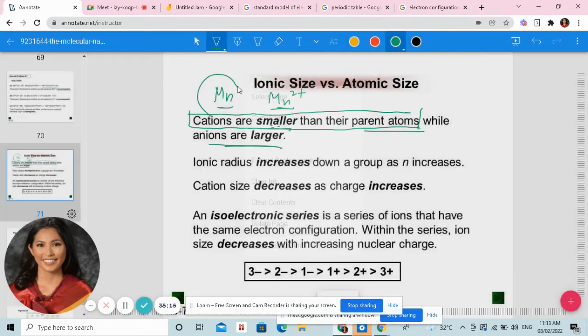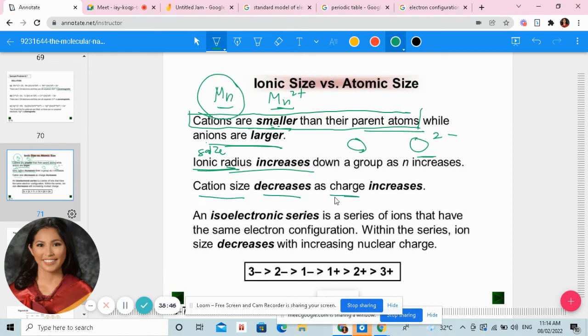All right. What about oxygen and oxygen 2 minus? Who is larger? Oxygen, ma'am. Okay, oxygen 2 minus. Ionic radius increases down a group. Ionic radius is the same as ionic size. So cation size decreases as charge increases.